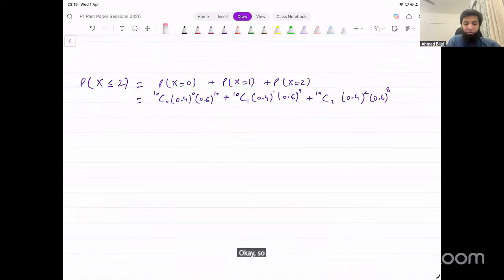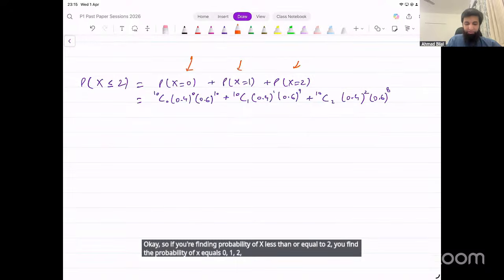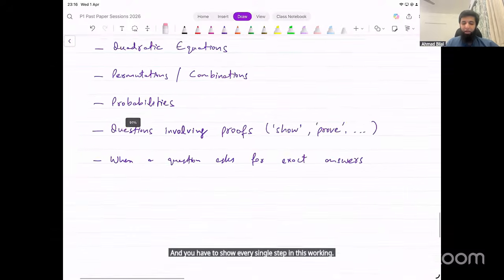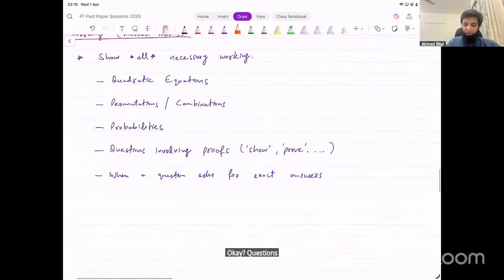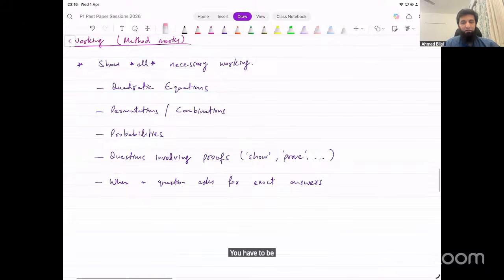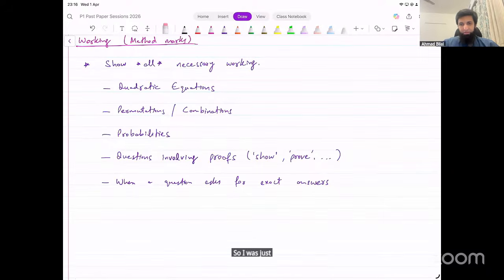Okay, so if you're finding probability of x less than or equal to 2, you find the probability of x equals 0, 1, 2 separately and then add them up together. And you have to show every single step in this working. Okay, questions that involve proofs or they ask you to show something, you have to be even more careful with that. So I was just checking some exams a couple of days back.